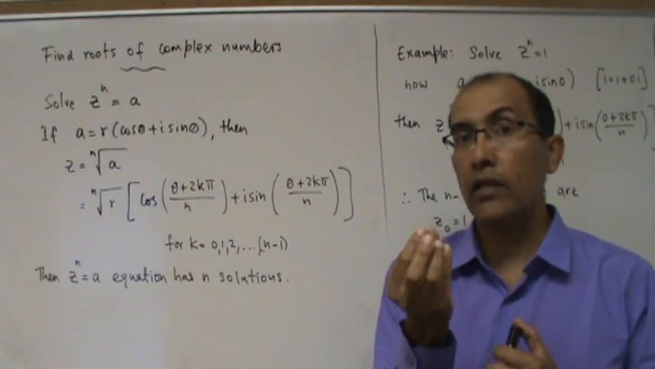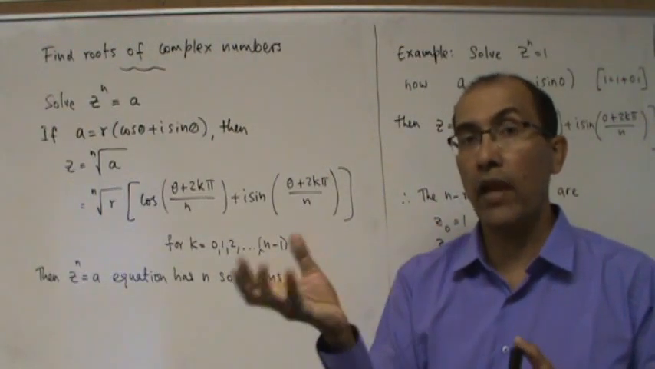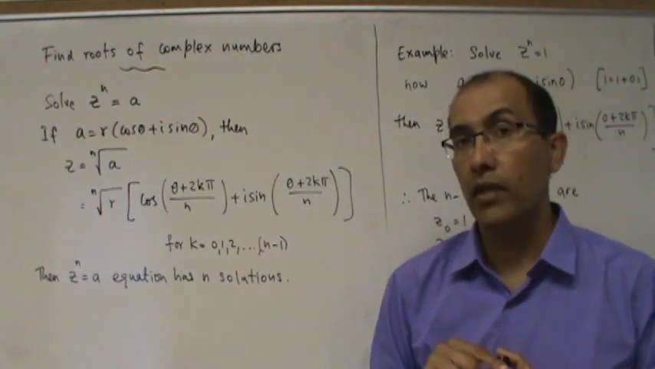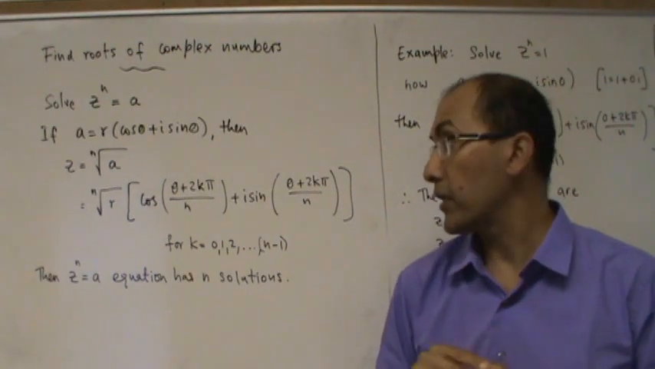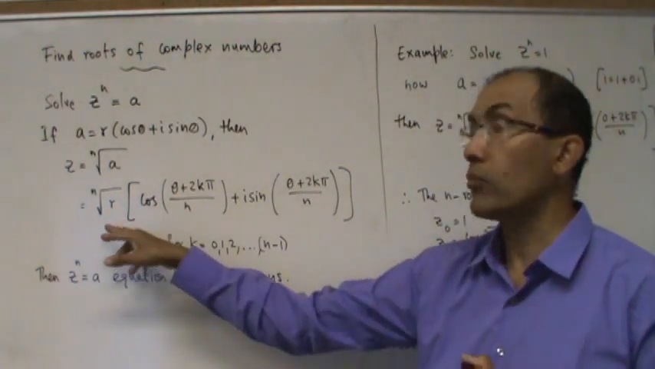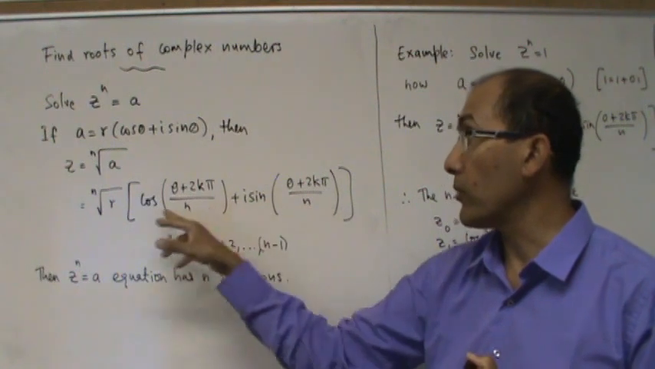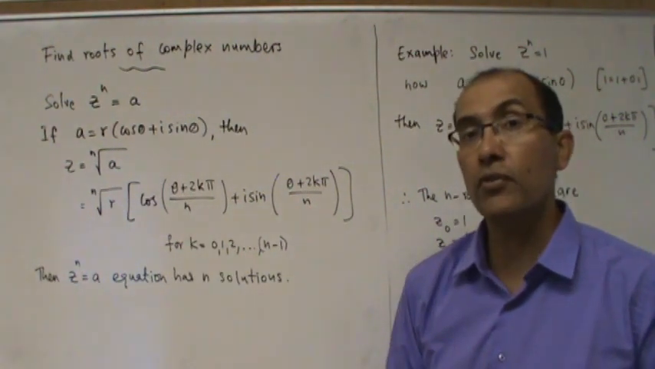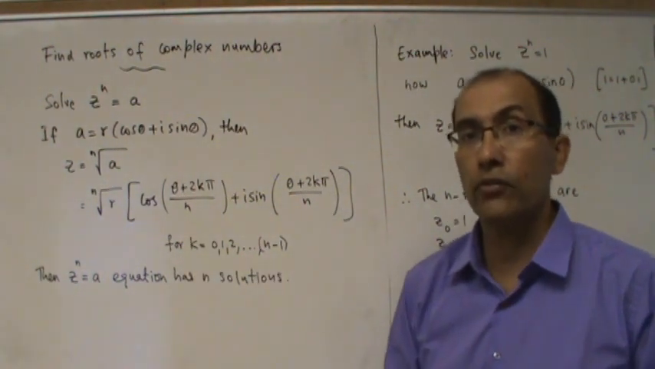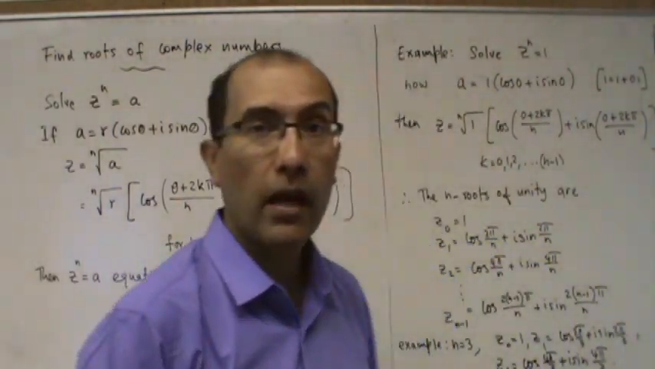An equation of degree n will have n distinct roots. That's the fundamental theorem of algebra, and the n roots are given by this formula. You can use this formula to find the n roots. I have one example here.